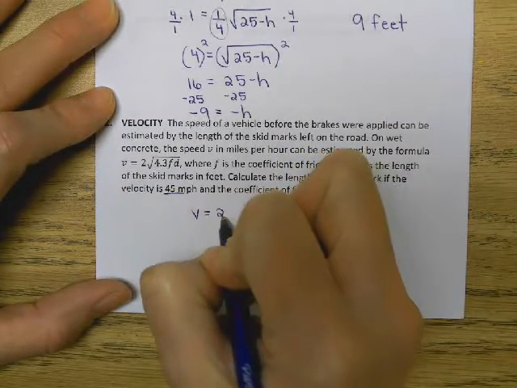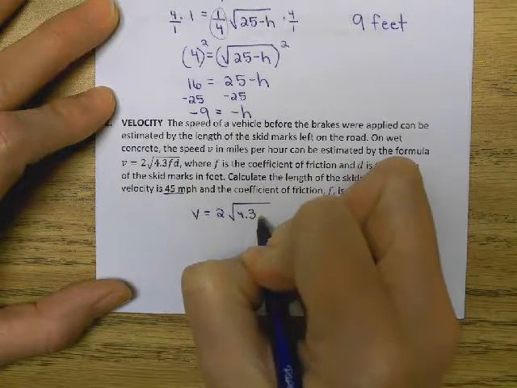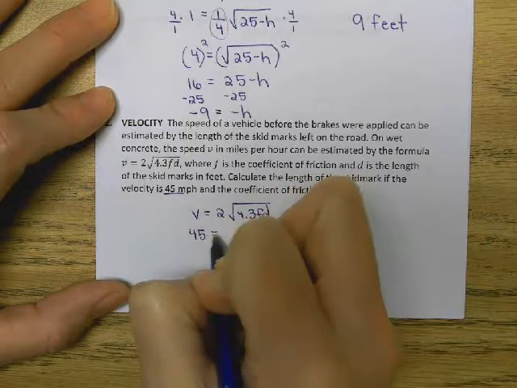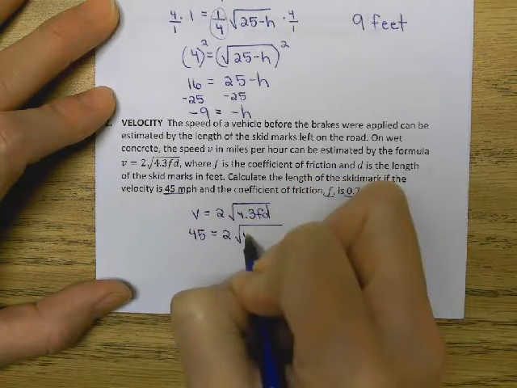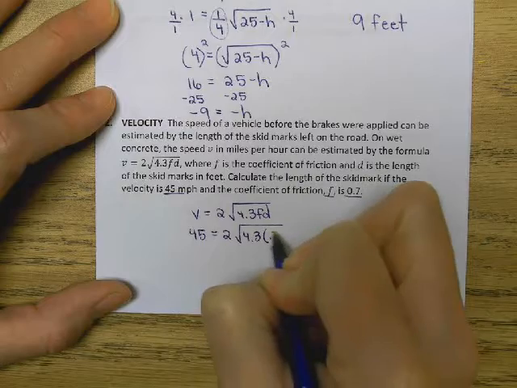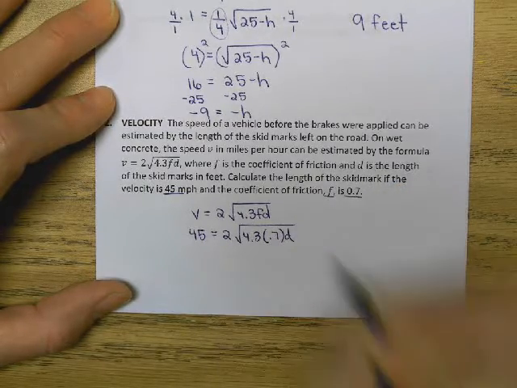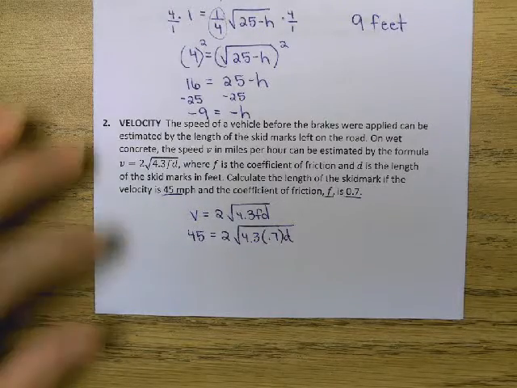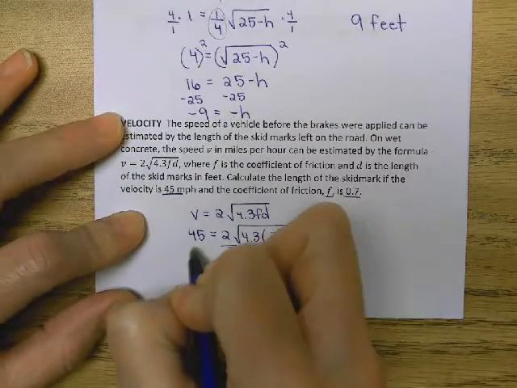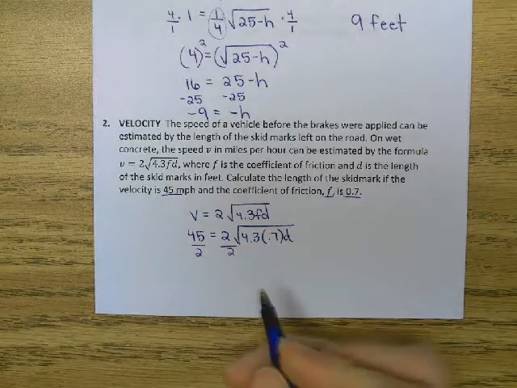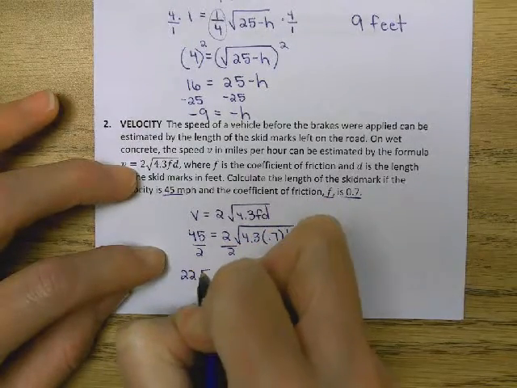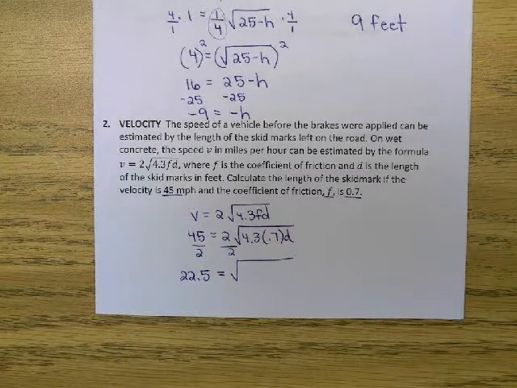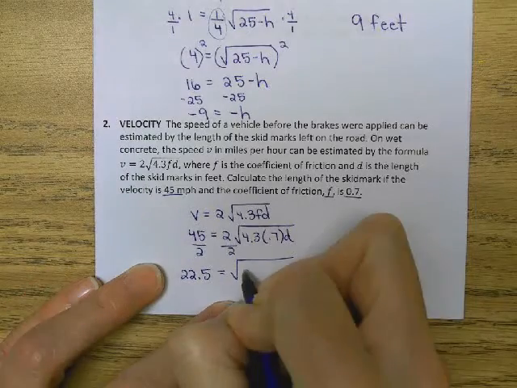So I'm going to take that equation, and I'm going to plug in what I know. We're told that our velocity is 45, and we're also told that our coefficient of friction is 0.7. So I am going to try to solve for d. First thing I'm going to do is go ahead and divide both sides by 2. So I'm going to get 22.5 is equal to the square root of, I'm going to go ahead and do 4.3 times 0.7.